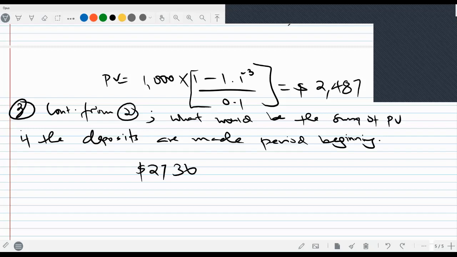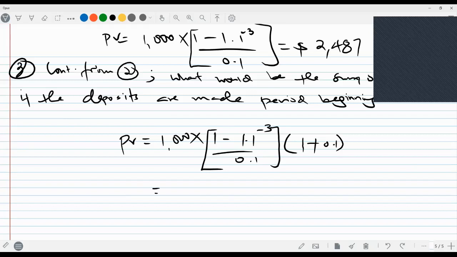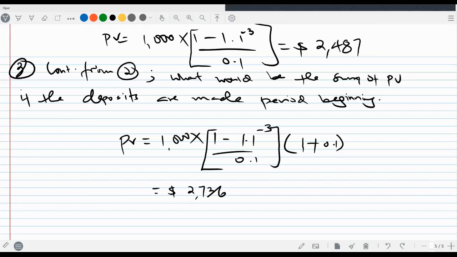Okay, so the cash flow that we get is occurring at the beginning of the period. Therefore, the present value will be equal to the annuity 1,000 times 1 minus 1.1 to the power of -3 over 0.1. But the cash flows are occurring at the beginning of the period. Therefore, you adjust this formula by multiplying by 1 plus R, that is 1.1. And you get 2,735.5, which is the present value if the cash flows were to occur at the beginning of the year.